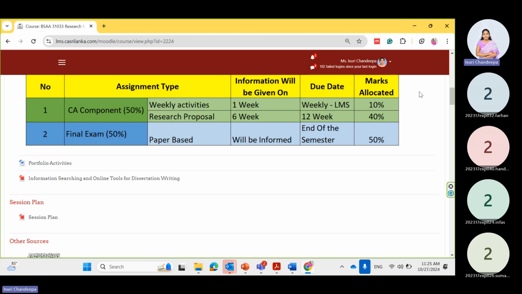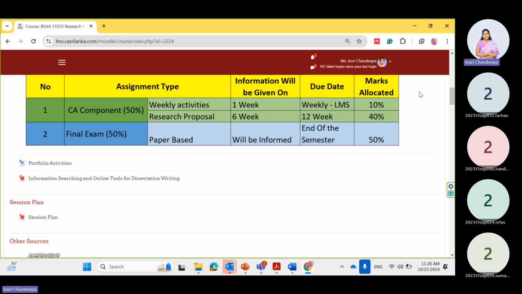Now, how can we do the portfolio activities? This is a flow. Once I complete the first and second lessons, I will upload portfolio activity number 1, and then you have to complete it. Portfolio activity number 1 is identifying 3 research topics which interest you. Once you identify the 3 research topics, and I do the 3rd and 4th lessons, I will give you portfolio activity number 2.